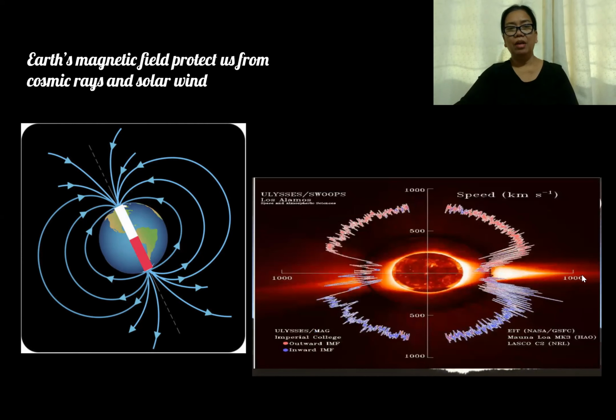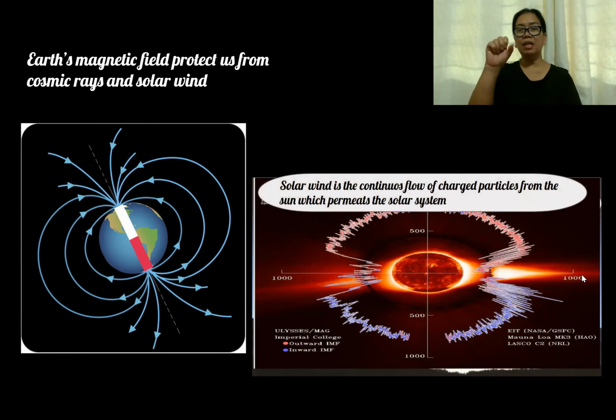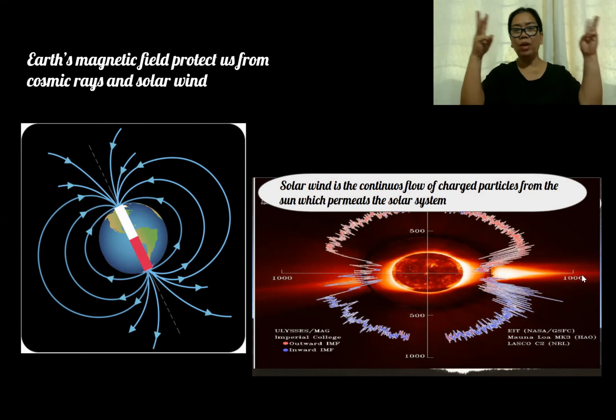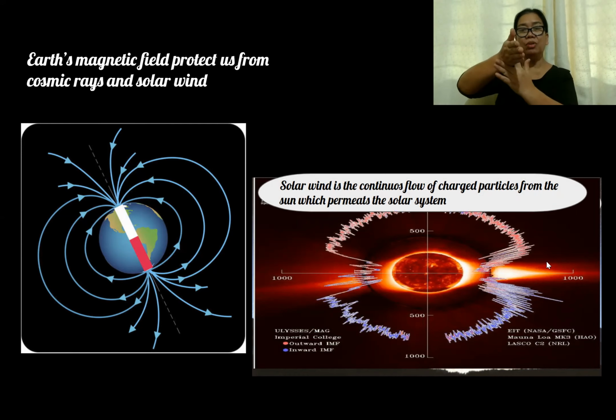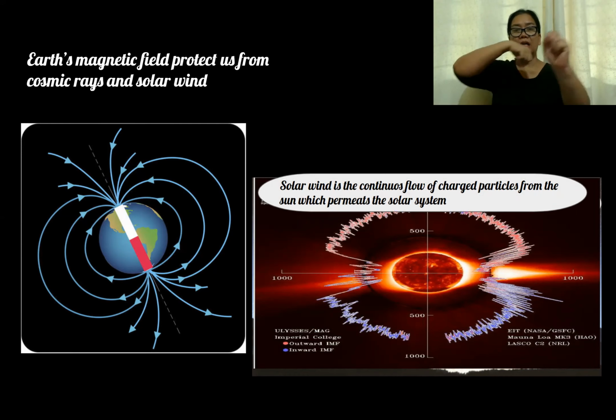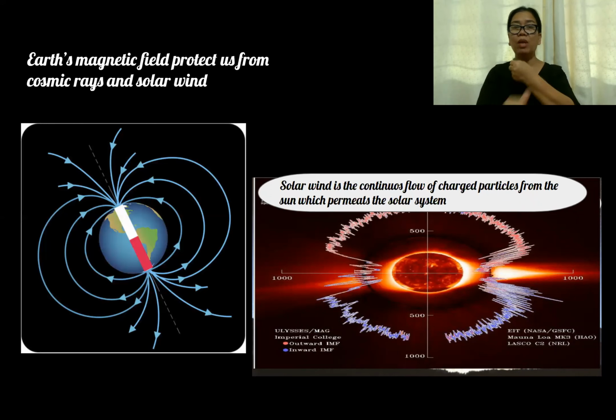Now, this is the solar wind. It is the continuous flow of charged particles from the sun. It passes through the solar system. Yes, that is dangerous, that it will harm the earth and everything on earth.